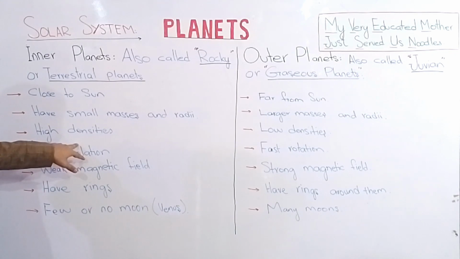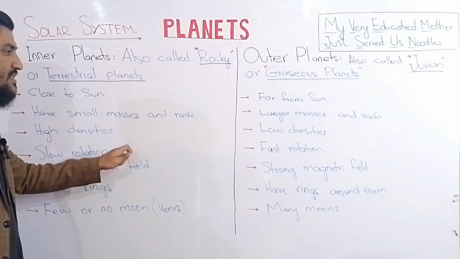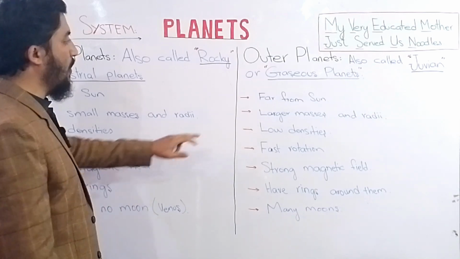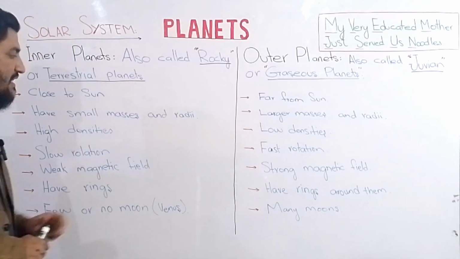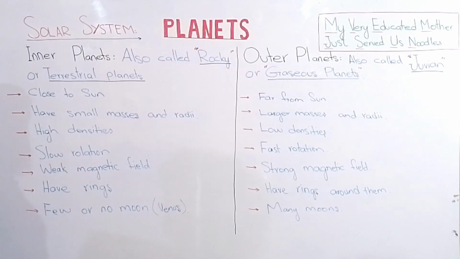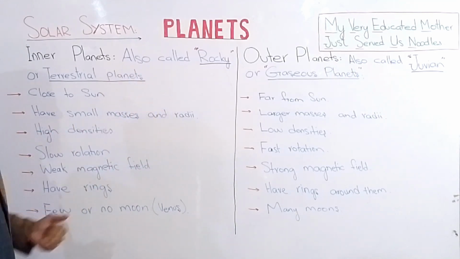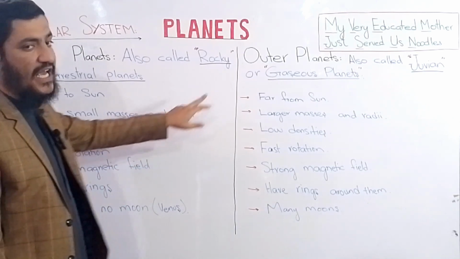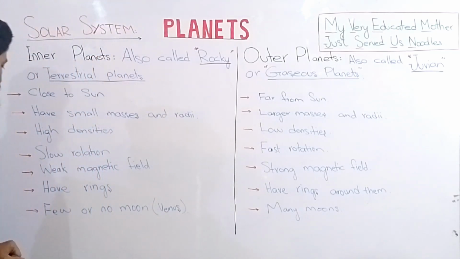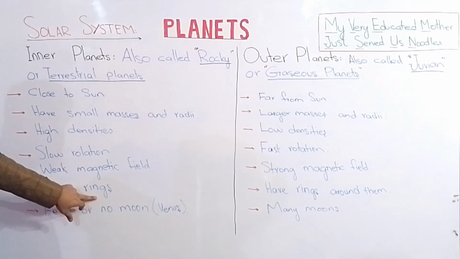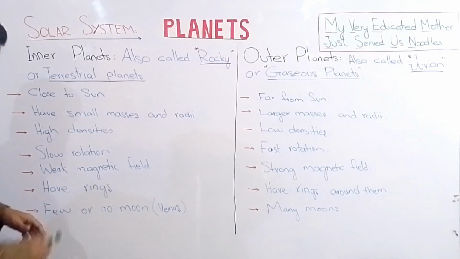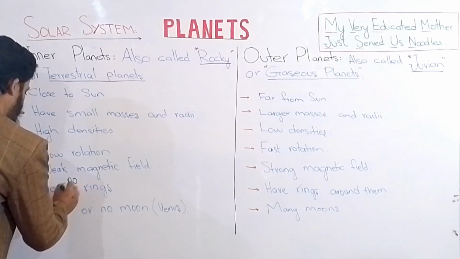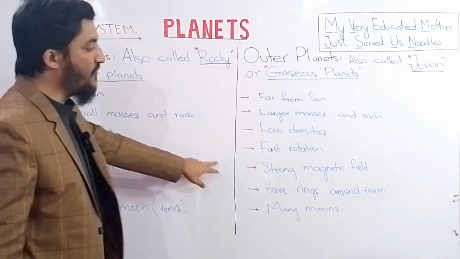They have high densities, and among them the densest planet is the Earth, while the outer planets have low densities. The inner planets rotate very slowly as compared to the outer planets, which rotate very fast. The inner planets have a weak magnetic field, while the outer planets have the strongest magnetic field. The inner planets have no rings, while the outer planets have rings around them.